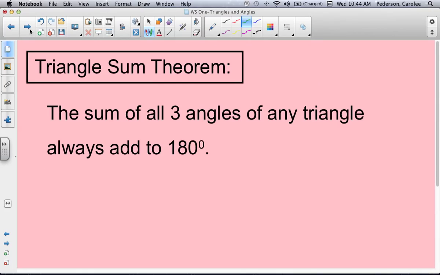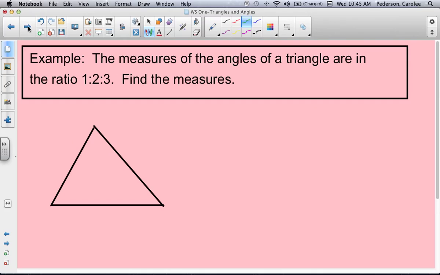So we just talked about that theorem. You don't need to write it down. In geometry, we learned that the sum of all three angles of any triangle always add to 180 degrees. So let's go on to this next example. The measure of three angles of a triangle are in a ratio of 1, 2, 3. So I'm going to draw a picture.